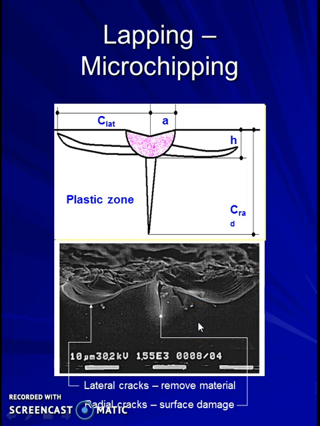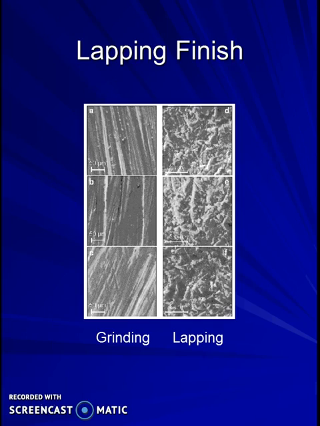This is the schematic diagram which will explain how the abrasion takes place, means how it removes the material and how it affects the surface. If there is extra material, that extra material will be removed with the help of lateral cracks being introduced. If the grain directly touches the surface, there will be surface damage resulting in radial cracks.